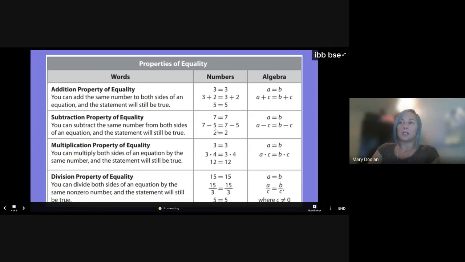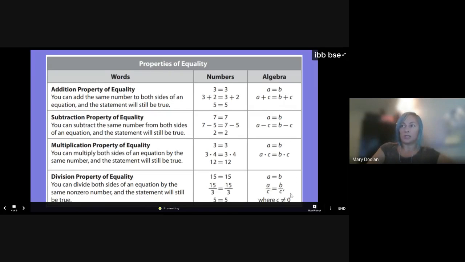It works with subtraction. So if you start with 7 equals 7 and you subtract 5 on the left, subtract 5 on the right, you still end up with a true equality, 2 equals 2. It works with multiplication. So if you start with 3 equals 3 and you multiply both sides by 4, you end up with a true equation again, 12 equals 12. And it also works with division. So 15 equals 15. If I divide both sides by 3, then I end up with 5 equals 5. So that's just number examples in this column, but then you have the algebra column, which is a more general way of representing what you're doing, okay?